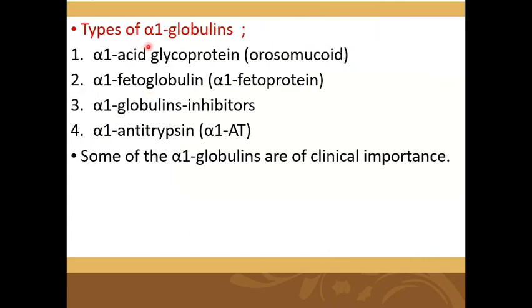So the alpha 1 globulins are of further 4 types. Alpha 1 acid glycoprotein, Orosomucoid, alpha 1 fetoglobulin, also called fetoproteins, alpha 1 globulin inhibitors, alpha 1 antitrypsin. Some of the alpha 1 globulins are of clinical importance. This classification is on the basis of their amino acid content, on the charge groups, and according to the movement on the electrophoresis.